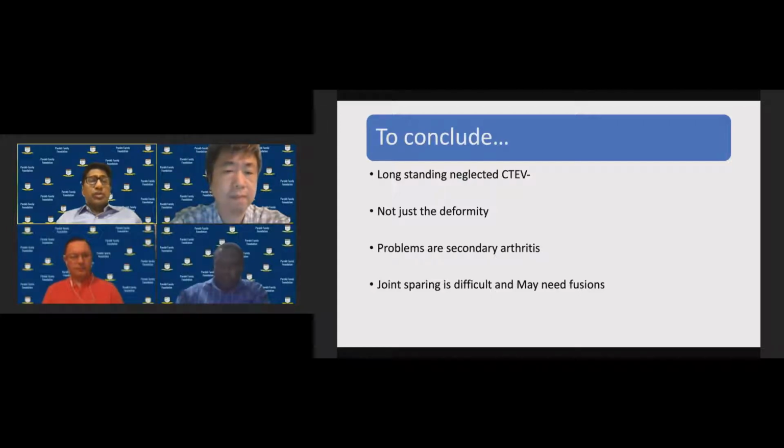To conclude, long-standing neglected CTEVs are very challenging to treat, especially after developing arthritic changes. It is not just the deformity, the problems are also secondary arthritis. So joint sparing is difficult and may need fusions if the person presents very late.